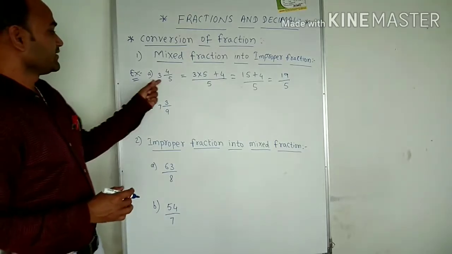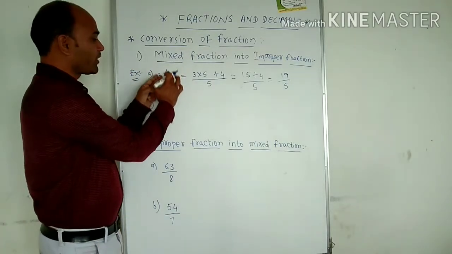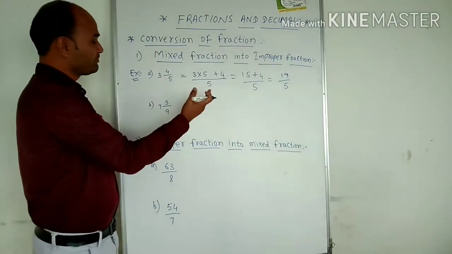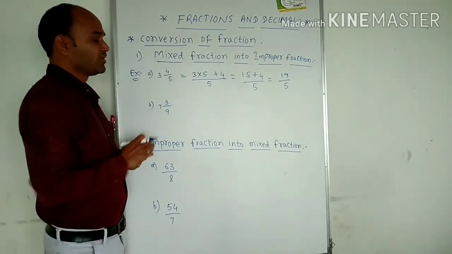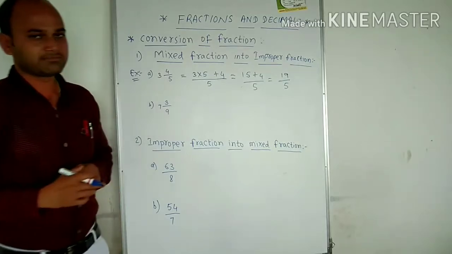The answer is here, 3 4 upon 5. You can convert it into improper fraction. First you multiply 5 into 3, then you add that 4. You will get the answer, that is 19 upon 5.